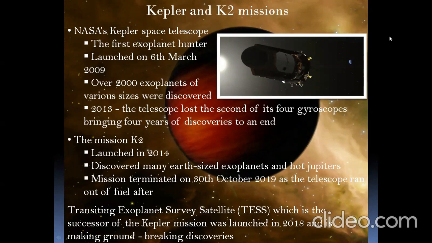As a continuation to the Kepler mission, NASA launched the mission K2 in 2014. It discovered many Earth-sized exoplanets and hot Jupiters. The mission was terminated on 30th October 2019 as the telescope ran out of fuel. The Transiting Exoplanet Survey Satellite, TESS, which is the successor of the Kepler mission, was launched in 2018, and it's making groundbreaking discoveries by discovering many hot Jupiters, Earth-sized planets, and even many smaller planets.